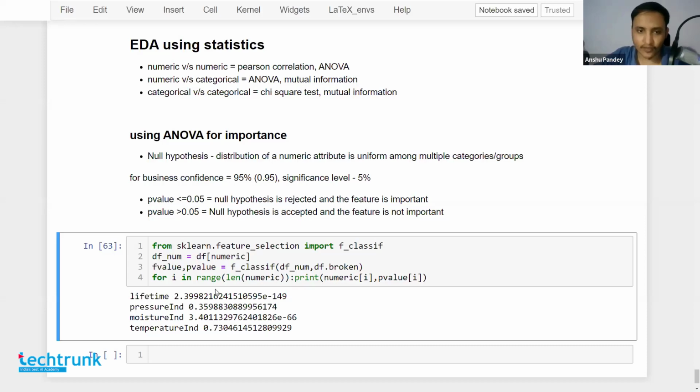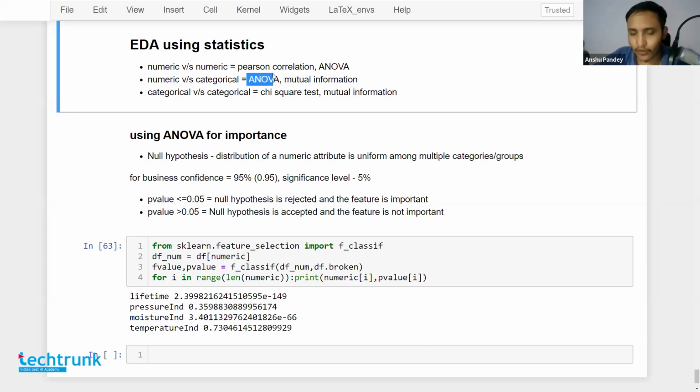So ANOVA is one such method. There are similarly other methods, and not every method has a p-value. For example, p-value is there with ANOVA. Chi-square test also has a p-value. Pearson has correlation values which are between -1 and +1. Mutual information has other values between 0 and 1. These are different values that we make sense of and interpret to decide whether the feature is important or not.